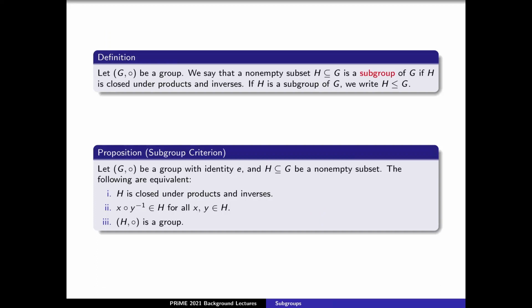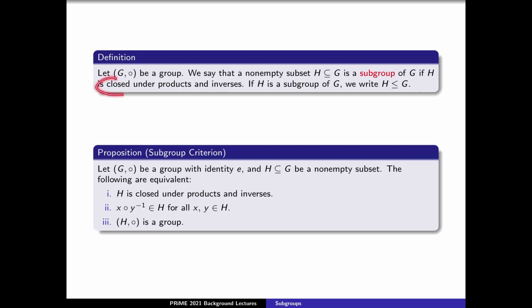And now we are ready to define the notion of a subgroup. So let us suppose we have a group G, and whenever I say a group G from now on, it's implicitly understood that I really do mean a pair (G, ∘), where ∘ is the binary operation on G. So let us take a non-empty subset H of G, and we say that H is a subgroup of G if H is closed under products and inverses. If this is the case, we write H ≤ G, which we read as H is a subgroup of G.